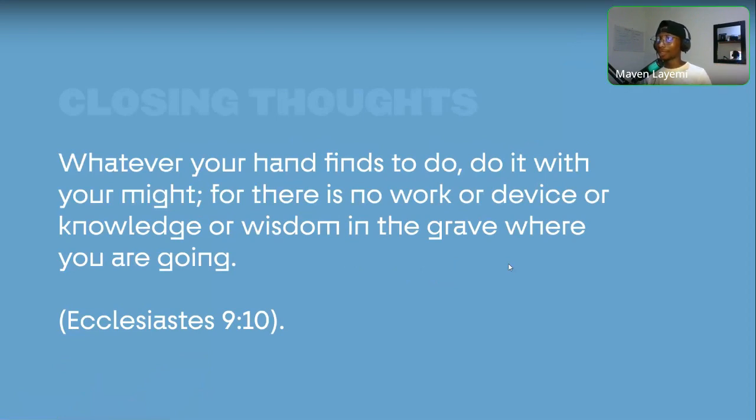So I think we're getting to the end of the session. And I have these closing thoughts for you from Ecclesiastes 9 verse 10, that says, whatever your hand finds to do, do it with your might. Right? Do it with your might, for there is no work or device or knowledge or wisdom in the grave where you are going. Whatever you have in your mind, do it. You have an idea, create. You have anything, it may be bad at first.